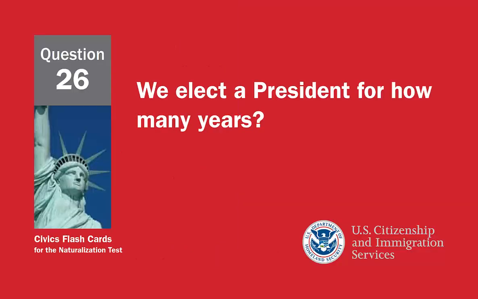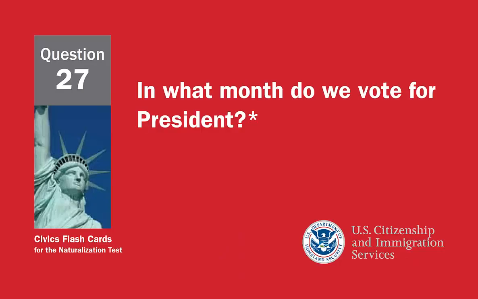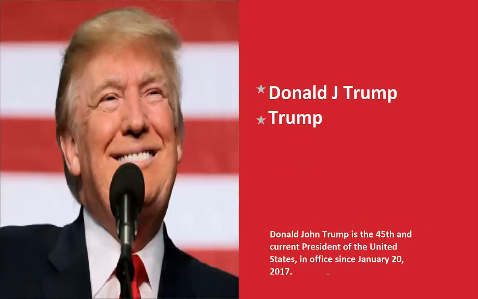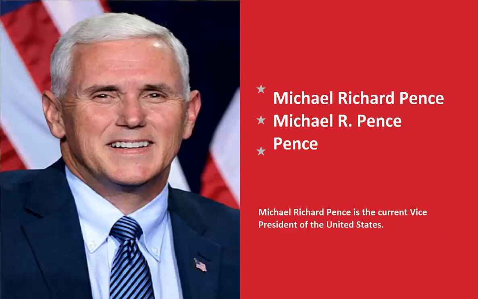We elect a president for how many years? 4. In what month do we vote for president? November. What is the name of the President of the United States now? Donald J. Trump. Trump. What is the name of the Vice President of the United States now? Michael Richard Pence. Michael R. Pence. Pence.